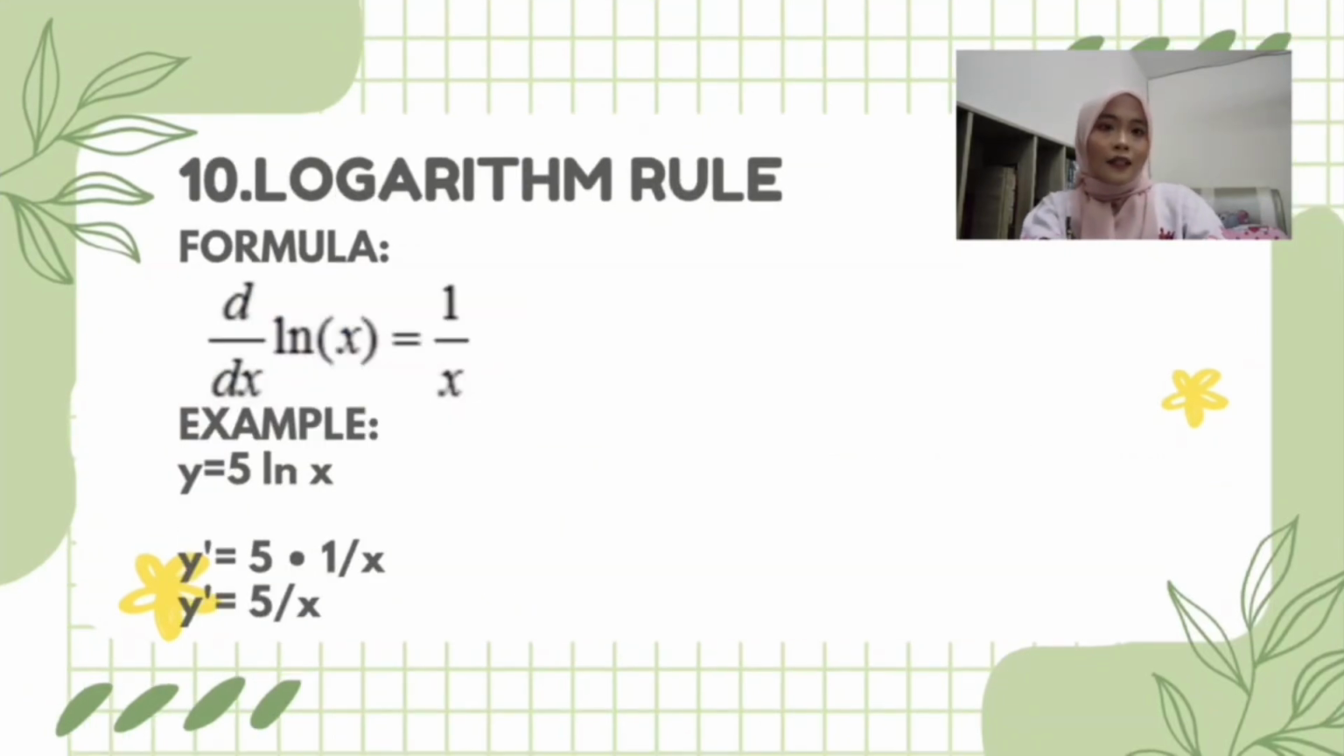Next is the logarithm rule. The formula is like on the slide. For example, when you get a question, y equals 5 ln x. When we solve it, we already know from the formula that the derivative of ln x is 1 per x. So when we write the answer, we write that first, then we separate the 5. Then we multiply them together to get the final answer, which is 5 per x.